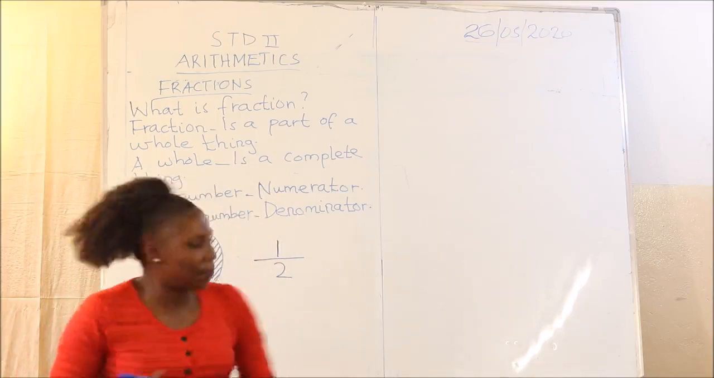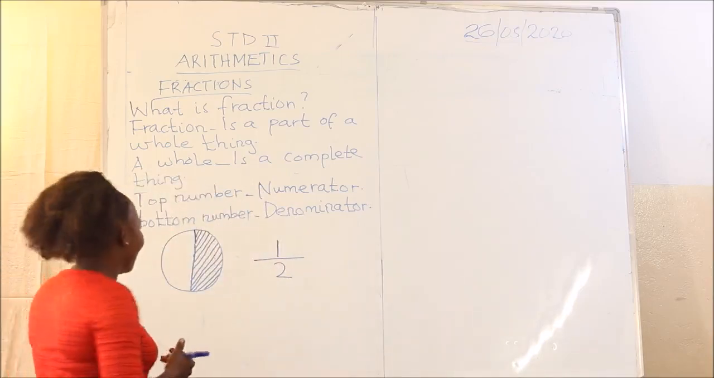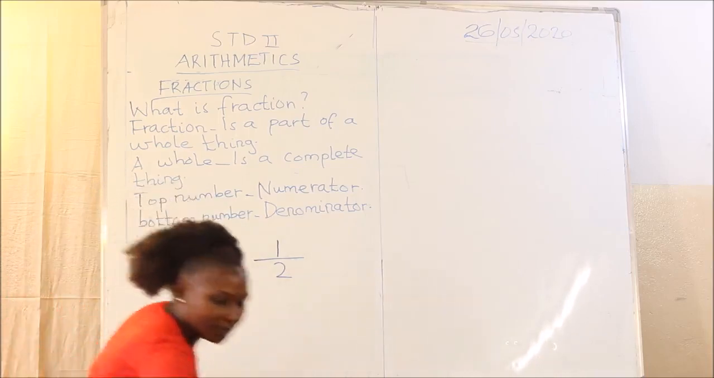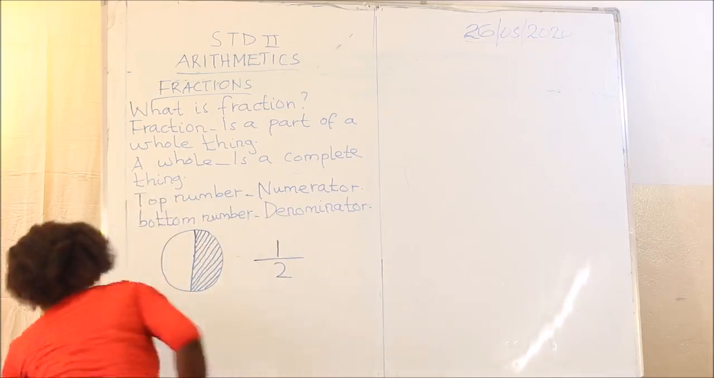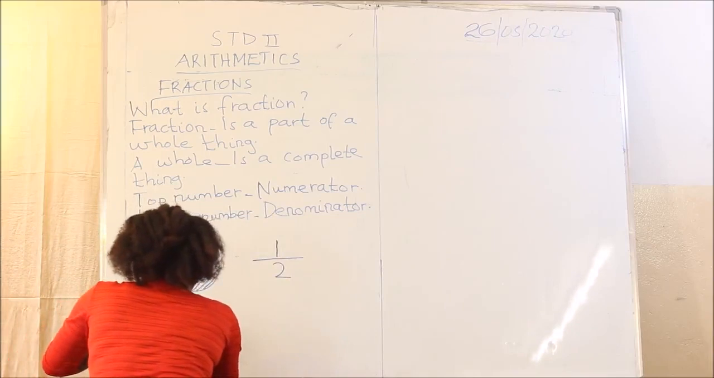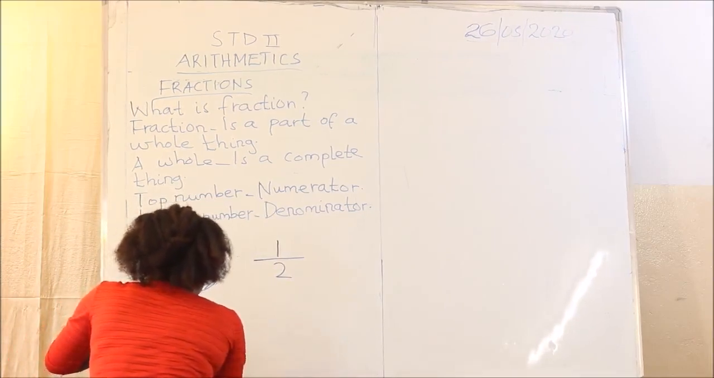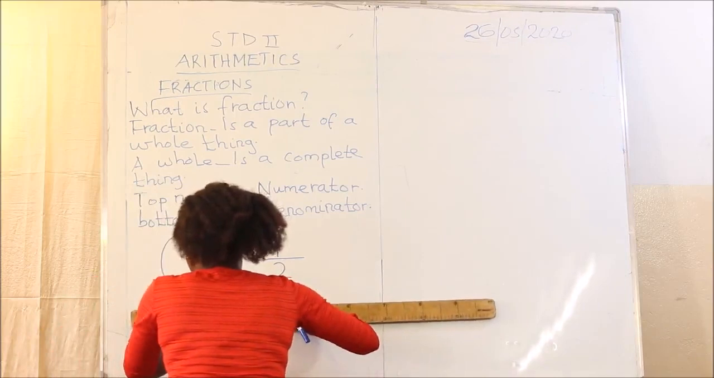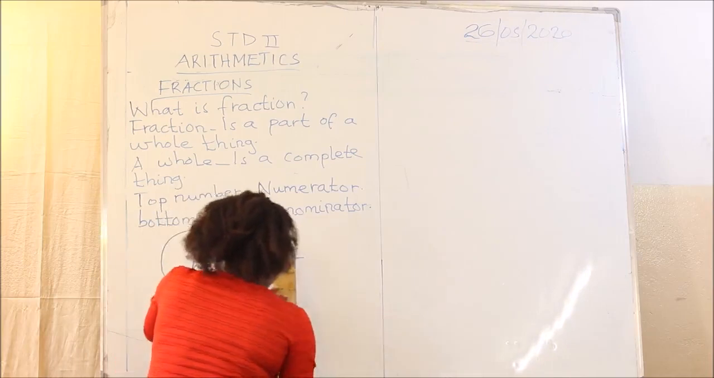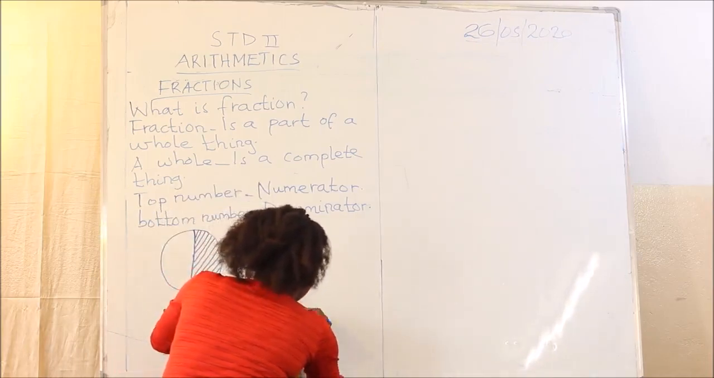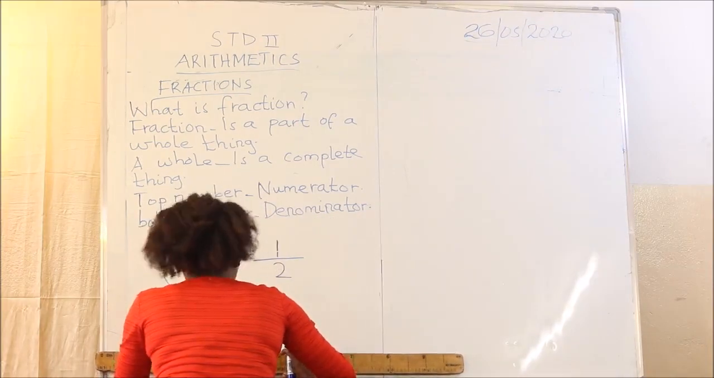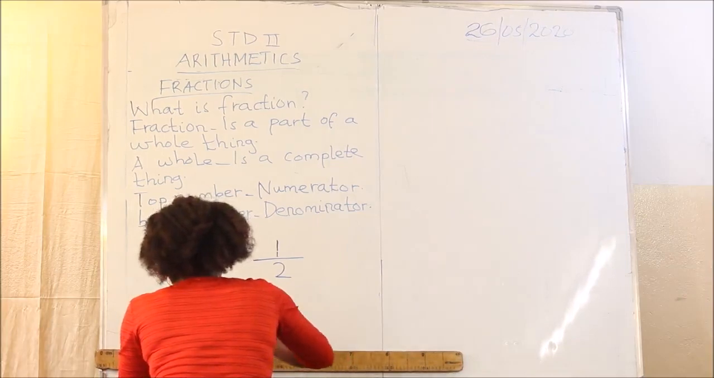Now, what if you have another thing, maybe resembling a rectangular shape? Remember when you are drawing, make sure that you have a ruler so that you draw straight and impressive diagrams. So you have to draw like this. Assume that this represents maybe a bar of chocolate. Not only a bar of chocolate, it might be a piece of paper.